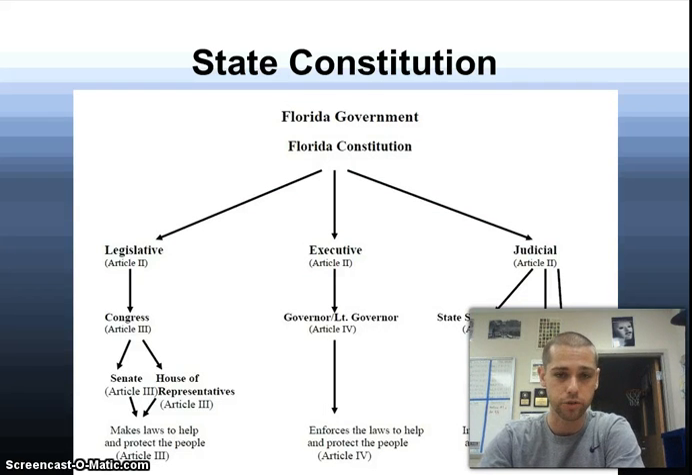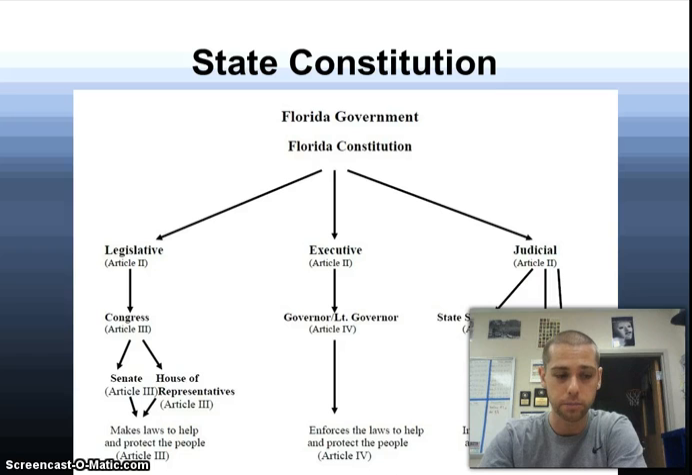Our state constitution, as you have already read about and should already know about, is very similar to our federal constitution. Our federal constitution obviously has a larger area of jurisdiction, and according to the supremacy clause in the United States Constitution, it has more power. But the state does need to have a set of rules to address things that may or may not have been addressed by the federal government.